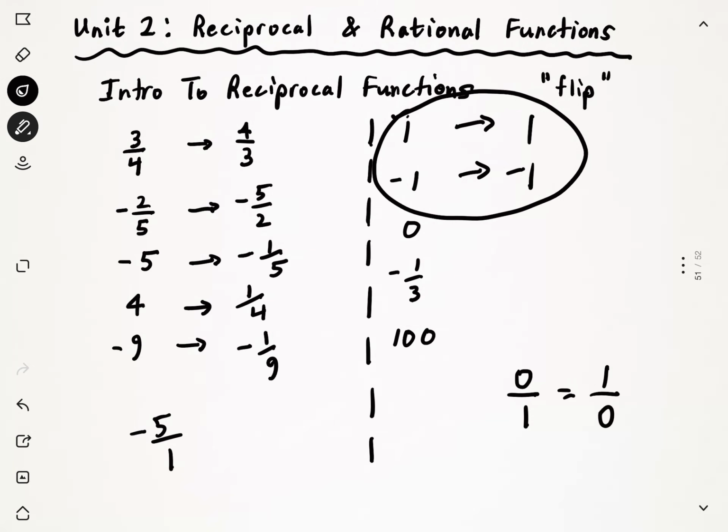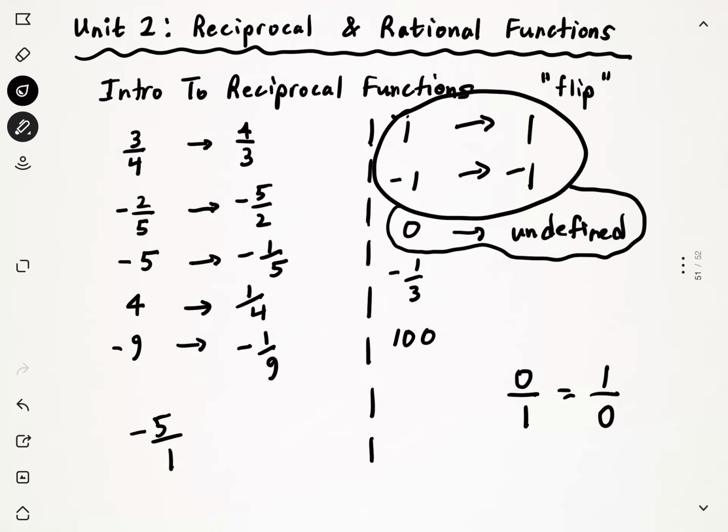If you tried it in your calculator, 1 divided by 0, you'll get an error. You can't divide anything by 0. So in that case, we have an undefined solution. We cannot get the reciprocal of 0. The reciprocal of 0 does not exist. So this is going to be another important thing that we use when we start sketching graphs.